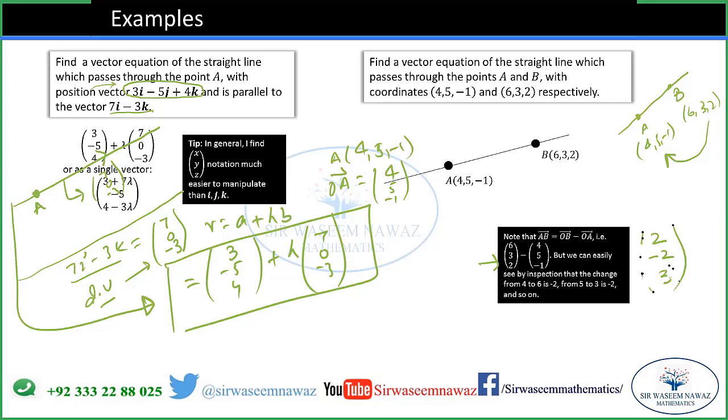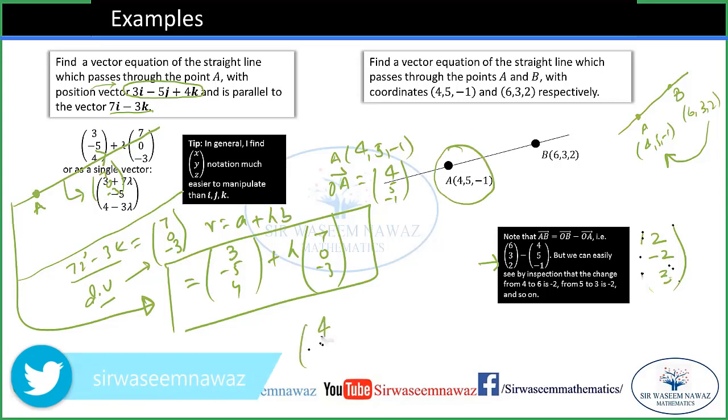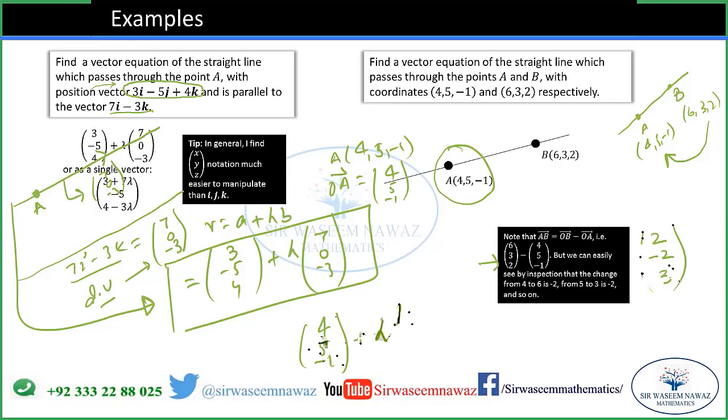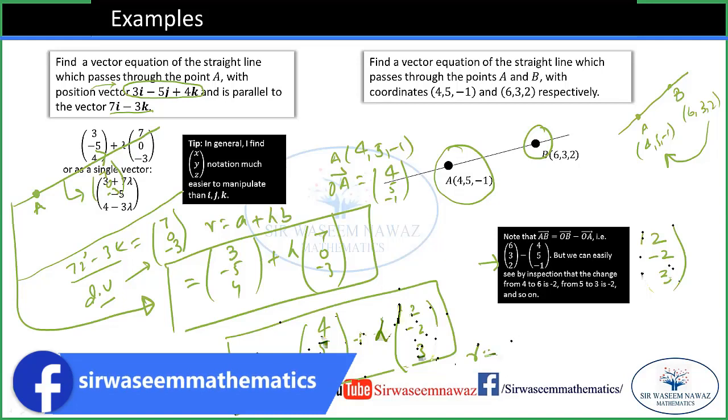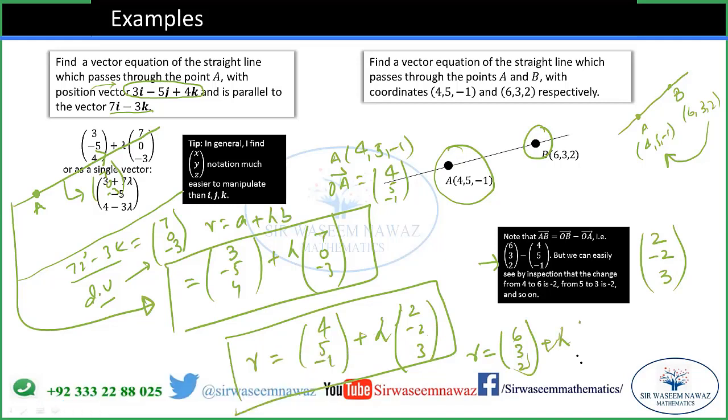Now you can easily find the equation of the straight line. If I take this starting point, our equation of the line will be 4, 5, minus 1 plus lambda times 2, minus 2 and 3. So this is one possible equation. And if I take this as an initial point, our second equation may be 6, 3, 2 plus lambda times 2, minus 2 and 3. So these are the two possible equations of this straight line.